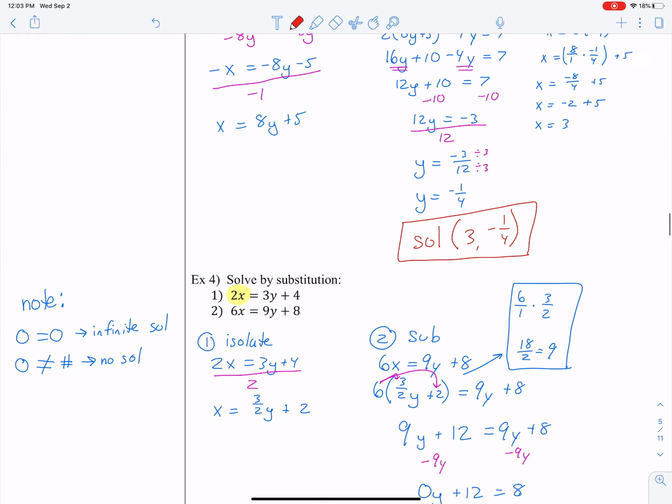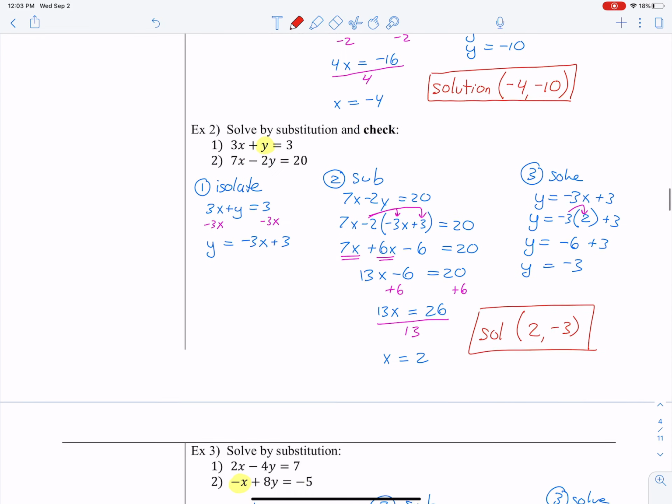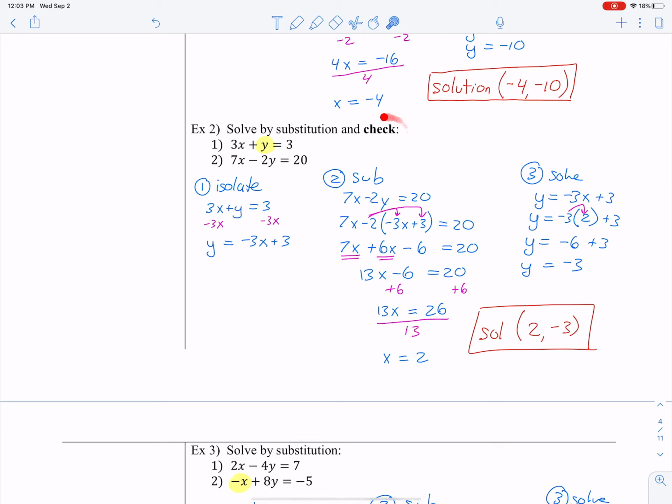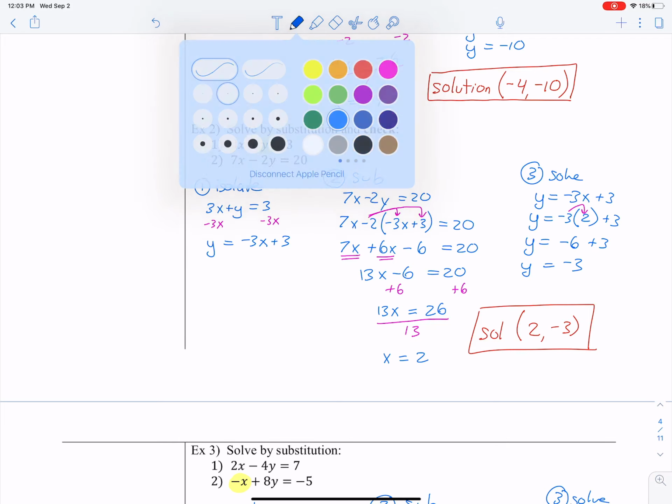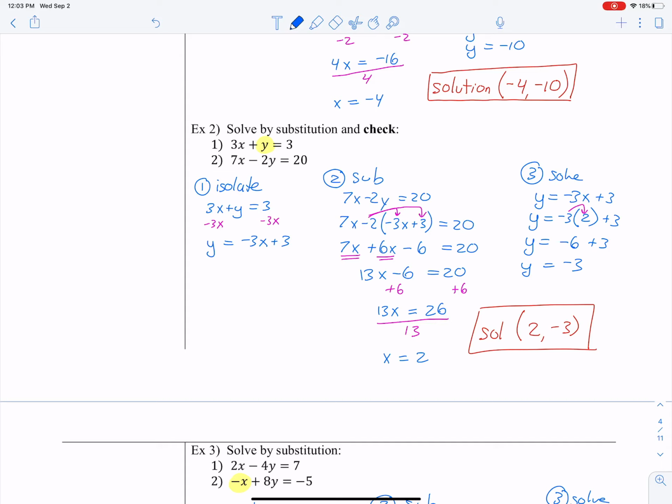I realized that I didn't do my check up here. It says and check. I forgot to do that for you. So what the check is, if a question says and check, is you take your solution that you found and you put it back into your two equations. So here my equation 1 is 3x plus y is equal to 3. So I put my solution here back into that, just to double check.